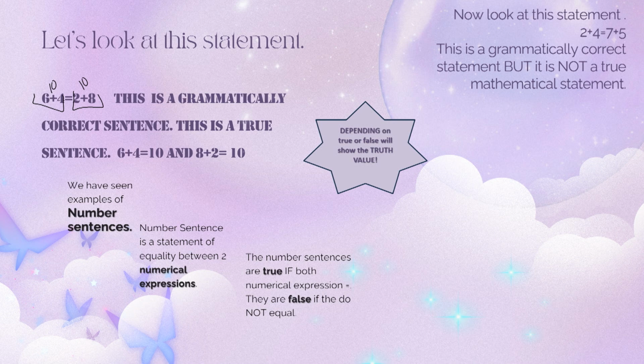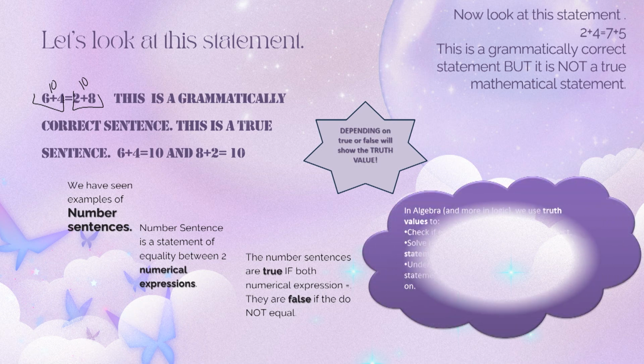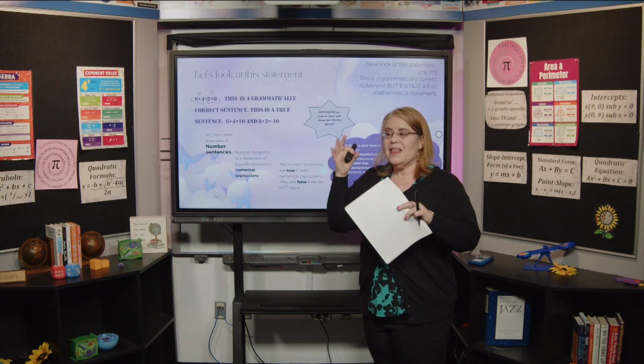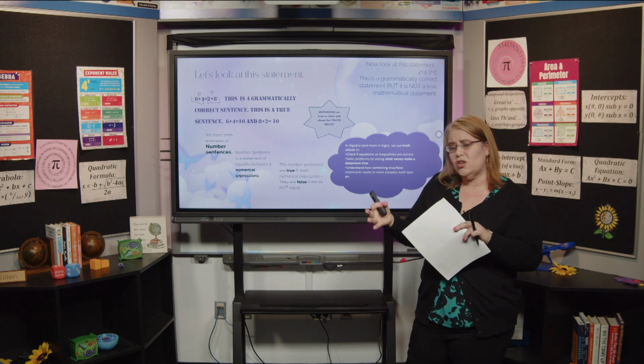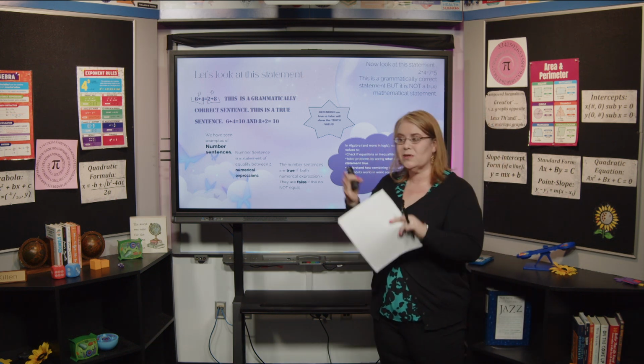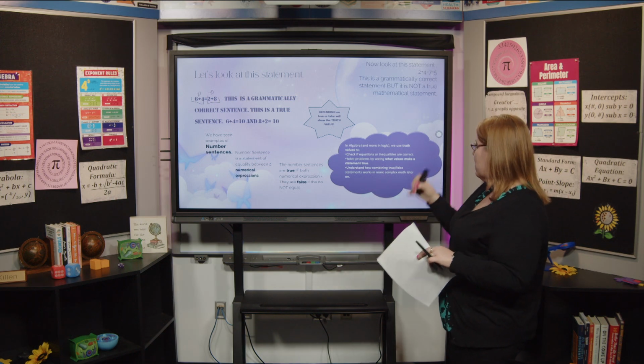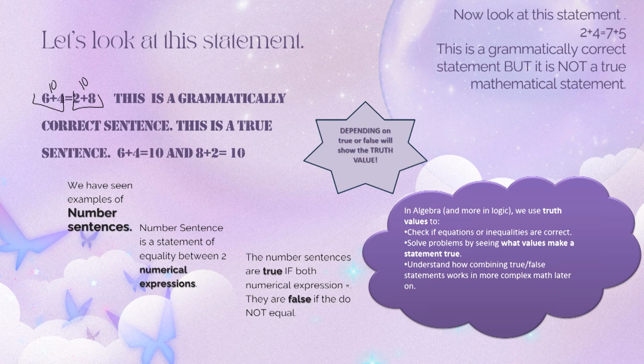Now you're sitting there going, truth value, I've not really heard about that. Well, let's look. It says in algebra and more in logic, we use truth values to check if equations or inequalities are correct. Solve problems by seeing what values make the sentences true or the statements true. When we start using more of our variables, then we'll really start to see, can I use this number to make it true, or I can't use this number to make it true. So we're really looking at what values would make the sentence true or the statement true. And understanding how combining true-false statements work in more complex math later on.